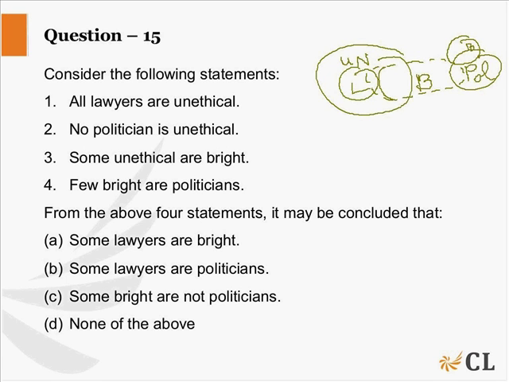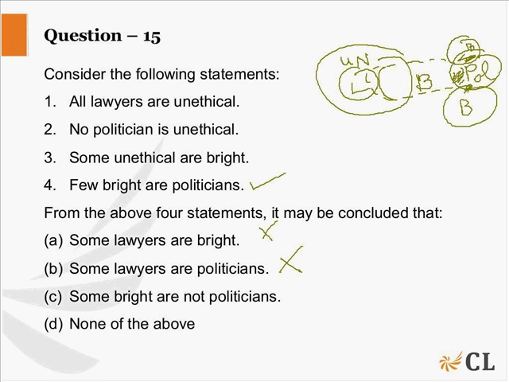Then second thing is some lawyers are politicians. No lawyer is politician, because unethical is the superset for the lawyer, right? So politician has to be here. So lawyer cannot be a politician. Some bright are not politicians, he's saying. The moment I say few bright are politicians, what would happen? There would be an intersection of the sets, which is happening here, here, and here. So you cannot say that some bright are not politicians.